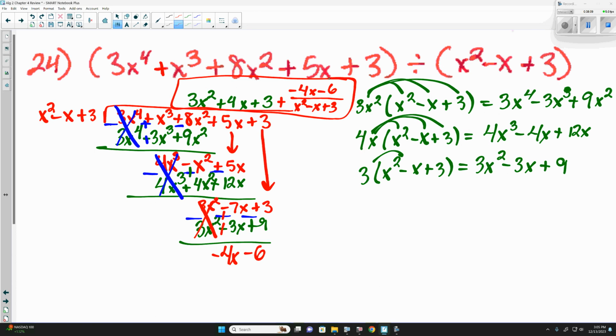Questions on this here? Questions on anything we've done so far? Do we want to see this one in synthetic division also? If not, that's fine. We good with this here?